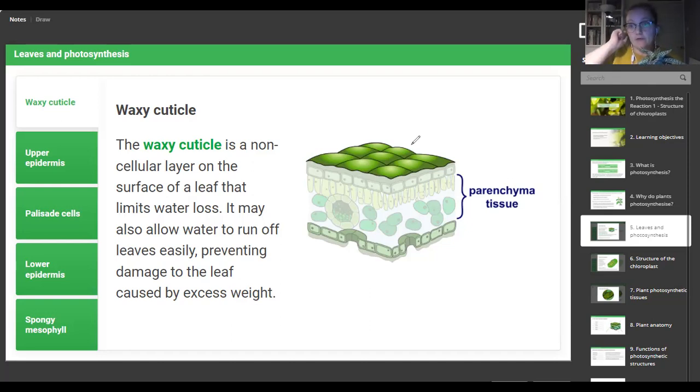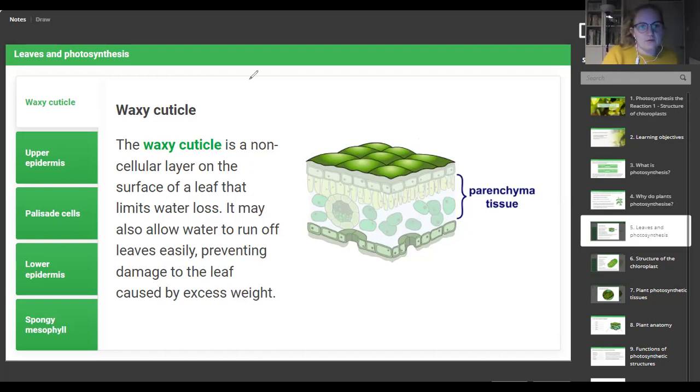What's also great is that if the water runs off the leaf, it goes to the soil near the roots, so the plant can take up extra water that way. So the main purpose of the waxy cuticle is to stop water loss, to reduce the chance of transpiration occurring. But it also allows water to run off, which prevents damage to the leaves, and because it runs straight to the ground, it also helps the roots take up water. So that's the top layer, the waxy cuticle.